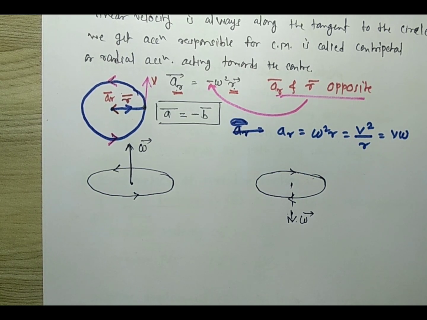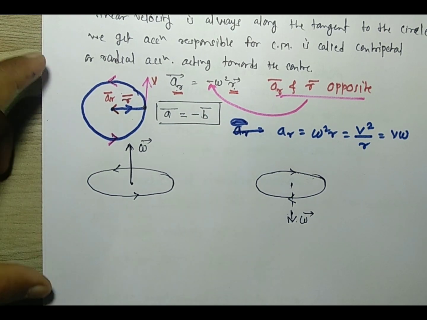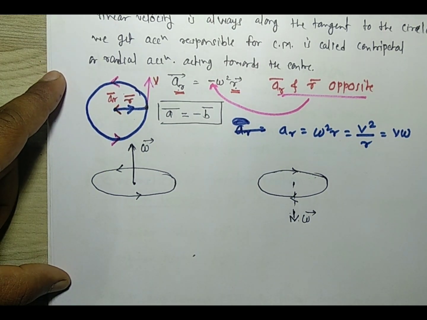For example, when we switch on or off the fan, the angular velocity of the fan slowly increases when we switch on the fan, and when we switch off the fan the angular velocity slowly decreases. That means first of all we have to consider non-uniform circular motion here.